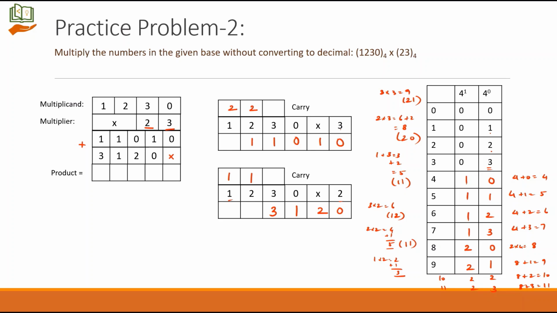So 0, we will just write it here. 1 plus 0 is 1. 0 plus 2 is 2. 1 plus 1 is also 2. What is 1 plus 3? 1 plus 3 is 4. The representation of 4 is 1, 0. So I am placing 1, 0 here. So the answer will be 102210 to the base 4. We are using the numbers only from the base 4.